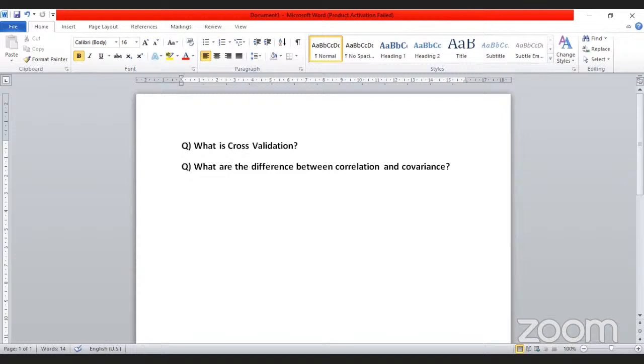See, the use of both is the same. Both are used to find the relationship between two variables, right? But the difference is clear. In correlation, we can find out the strength of the relationship. In covariance, it is just telling us the direction, like is it a positive or a negative correlation? But how strong is that relationship, covariance will not be able to tell us, right? For that, we will use correlation to find out the strength of the relationship. Is it clear?